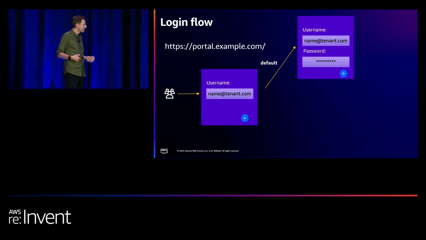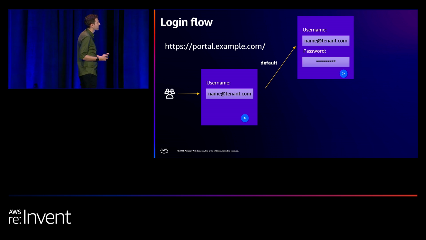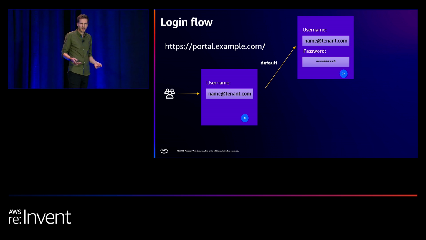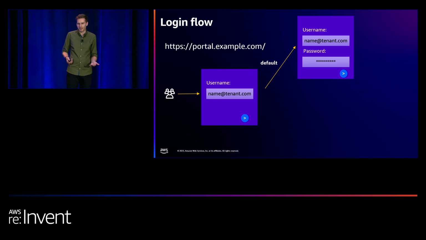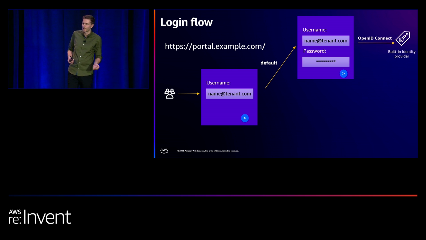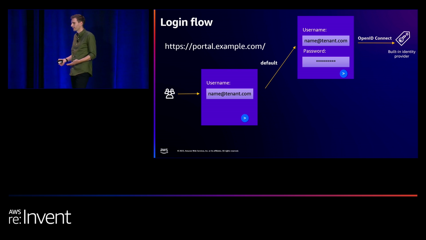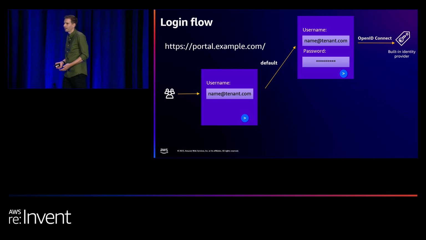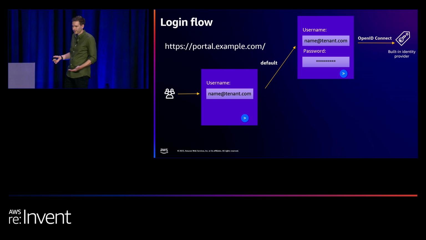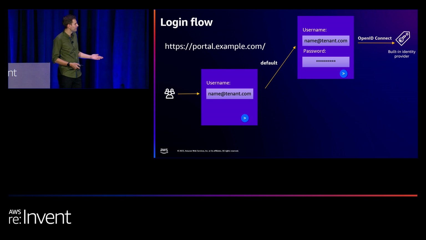So if we find that this is a user which belongs to a tenant who's decided to use our built-in identity provider, we can then go ahead and prompt them for the password. And we'll use an industry standard like OpenID Connect to authenticate them against our identity provider. And this might be something like Amazon Cognito, for example.